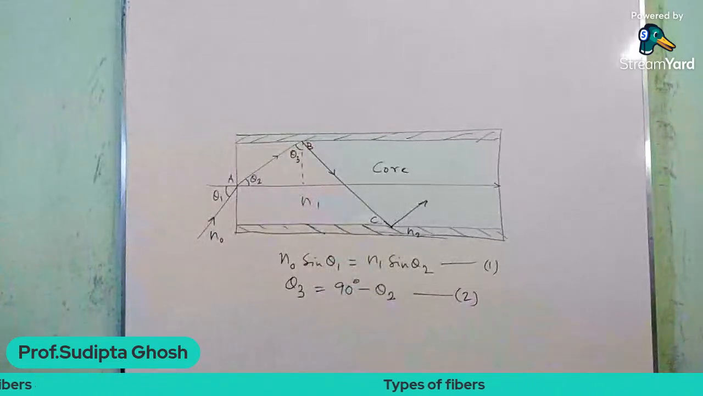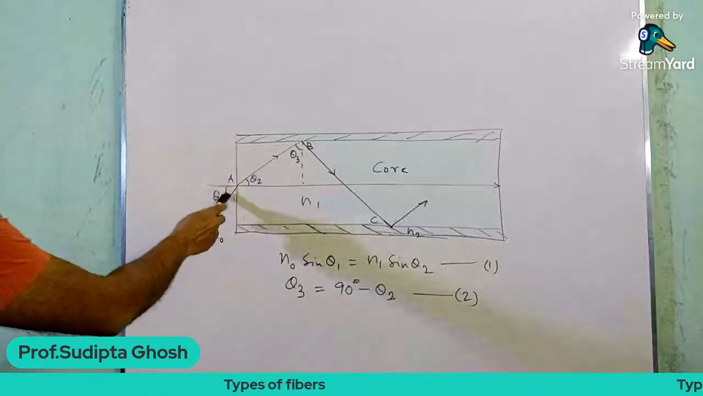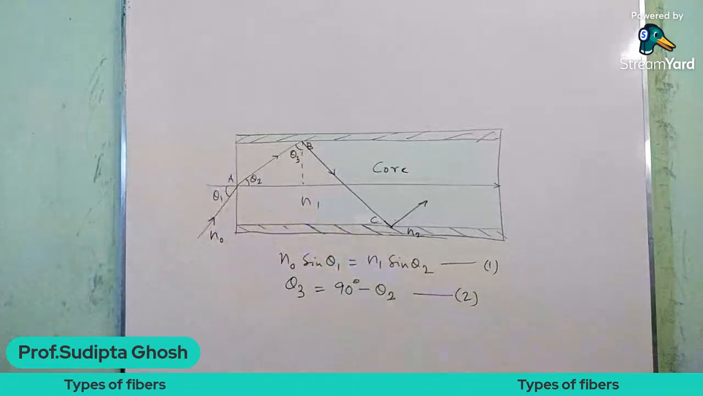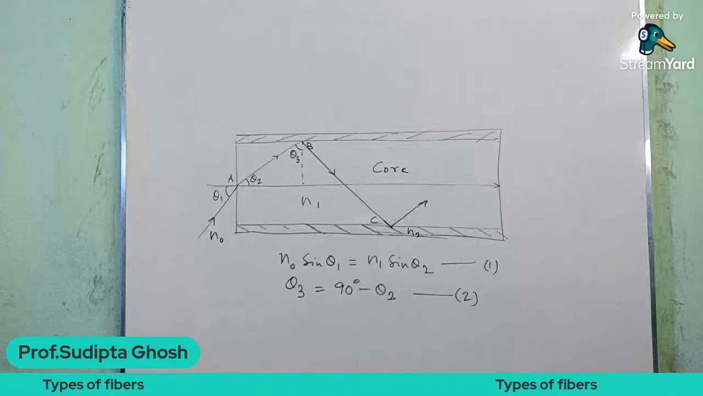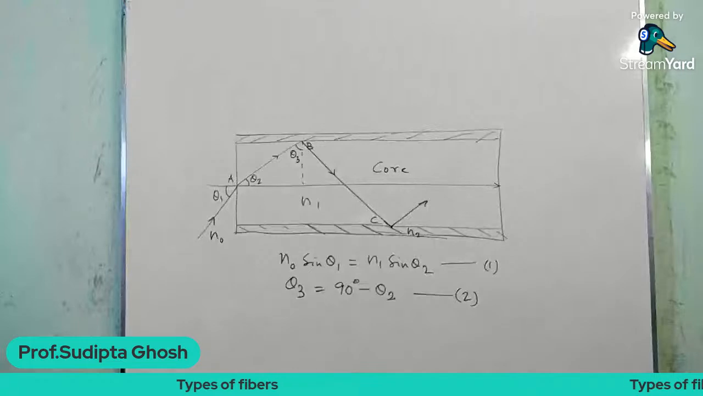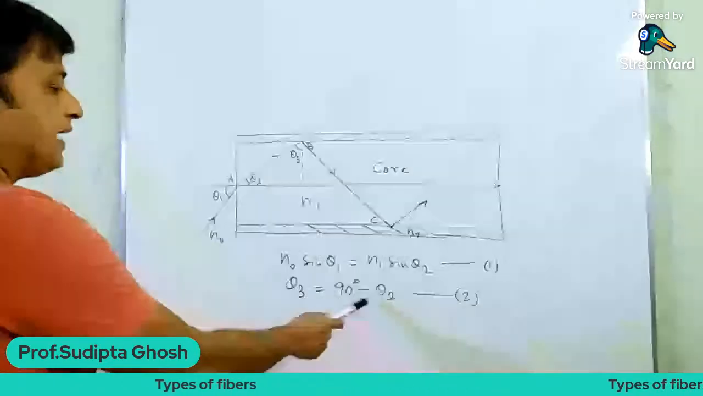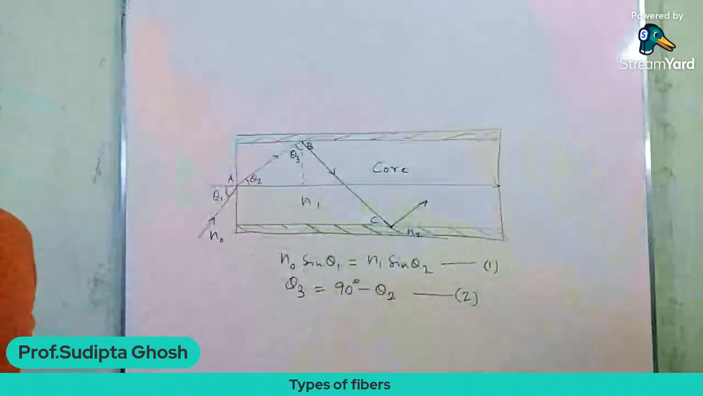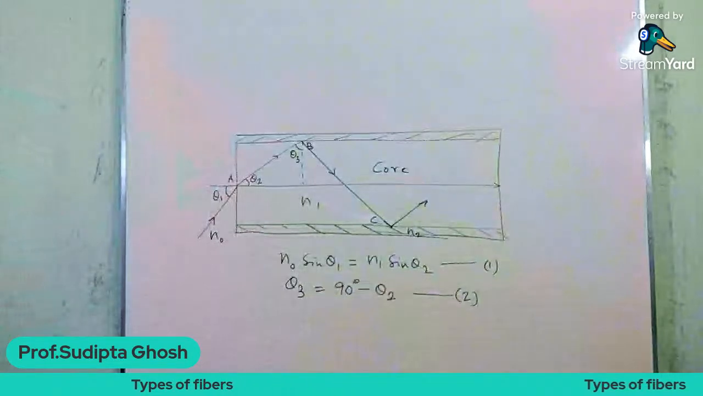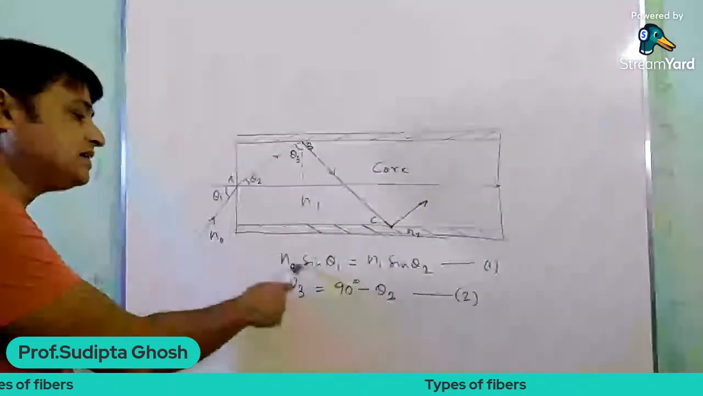Now as you can see, if the angle θ1 increases, θ2 also increases, and it will decrease the value of θ3, because θ3 equals 90 degrees minus θ2. So if θ1 increases, which in turn increases the value of θ2, it will result in a decreased value of θ3.